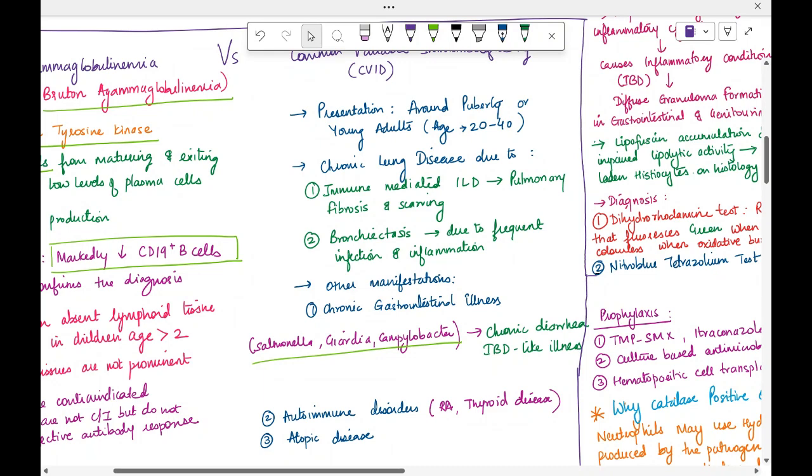Okay, now in such a patient, because there are so many chronic infections in the lungs and GI tract, these chronic infections lead to chronic lung disease. Chronic lung disease is mainly because of two reasons. One is that there is an immune factor involved, that's immune-mediated interstitial lung disease, which causes pulmonary fibrosis and scarring, and this leads to a restrictive lung disease. And the second thing is that due to frequent infections and inflammation, there is what we know as bronchiectasis, which will cause the obstructive lung disease. So we have a combination of restrictive and obstructive lung disease in such patients.